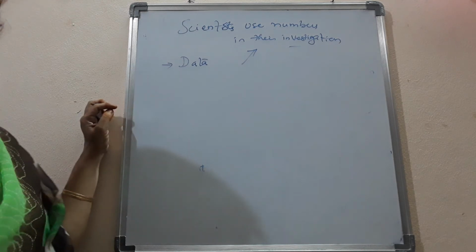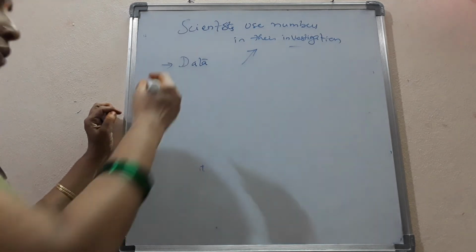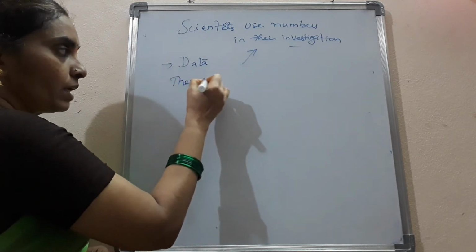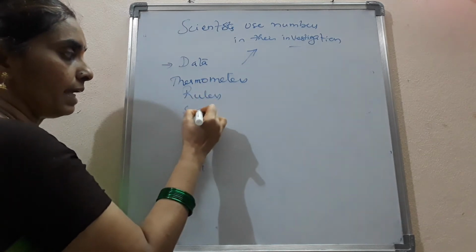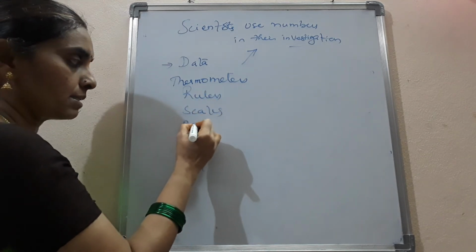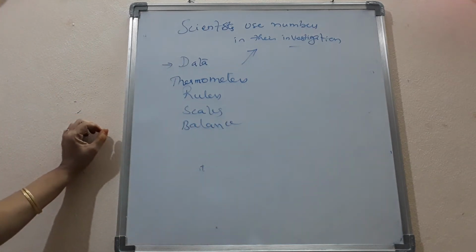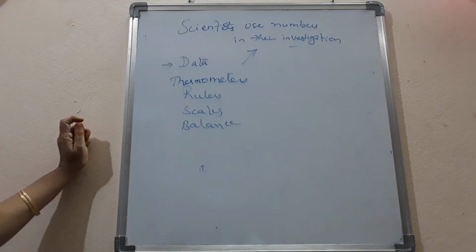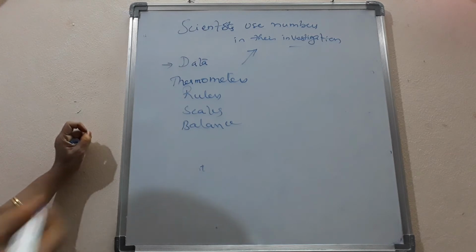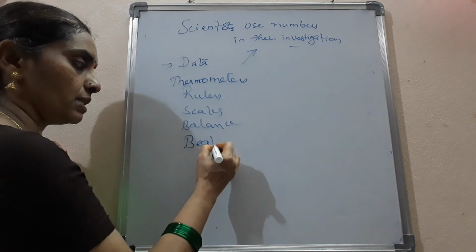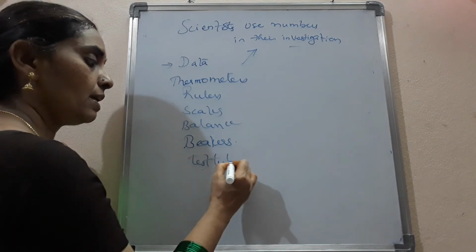So the instruments like thermometers, clocks, timers, rulers, spring scales. What are they? Thermometers, rulers, scales, balance, spring balance. So these are being used. Spring scales and spring balance are being used. They also use beakers and other equipment, containers. Beakers also they use, isn't it? In the scientific lab, glass test tubes they use.